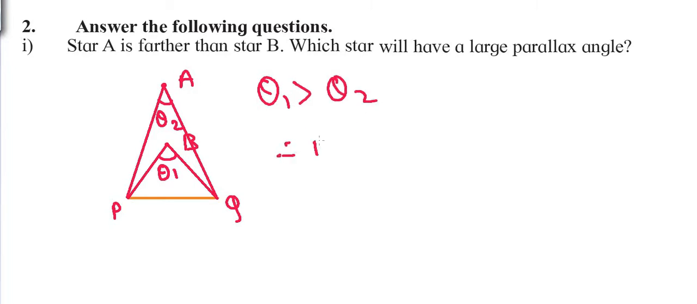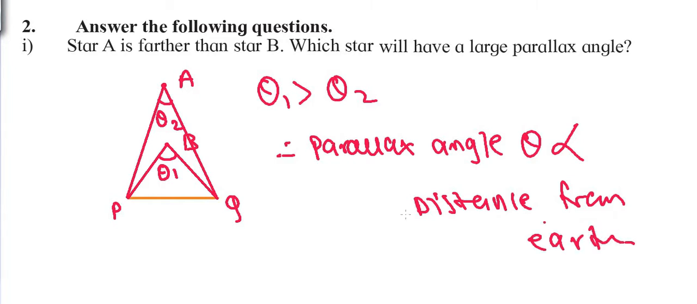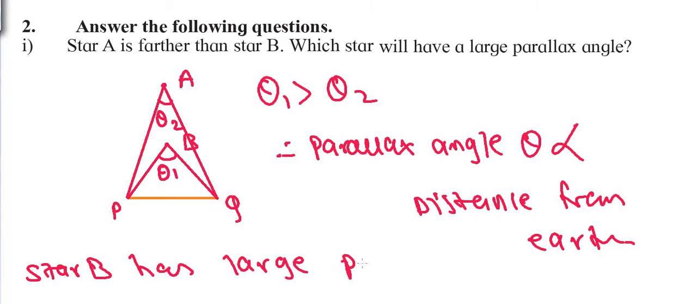Therefore we can say that parallax angle theta is inversely proportional to distance from Earth. So closer the star, greater is the angle, and farther the star, smaller is the angle. So it is very clear over here that star B has large parallax angle. Star B has large parallax angle.